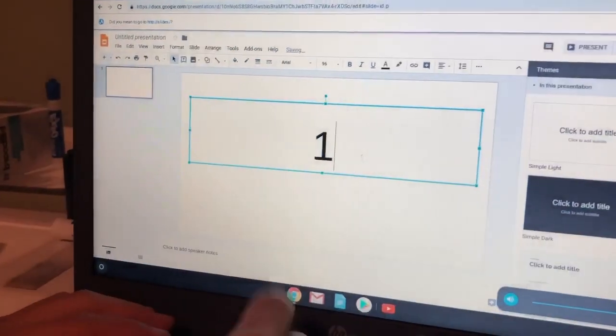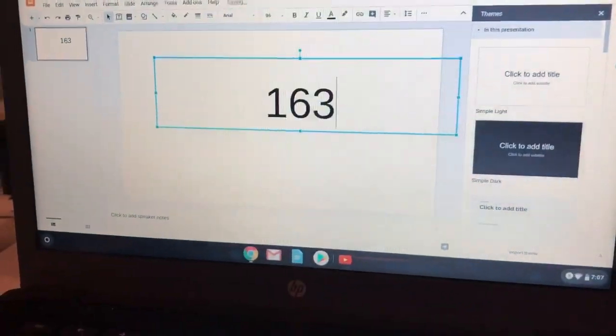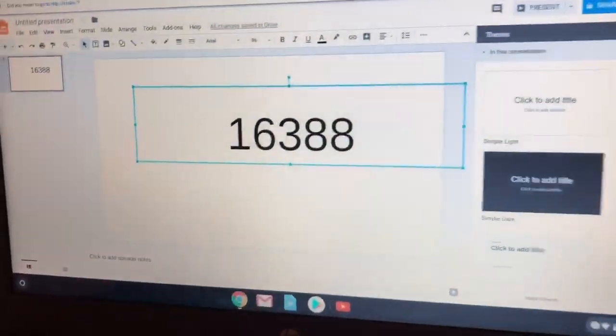Okay, so the first thing I'm going to be teaching is that all non-zero numbers count as significant figures. So for example, if you have the number 163, then you have 3 sigfigs. Even if you have zeros at the end, wait, that's a different rule. So if you have 16,388, that counts as 5 sigfigs.